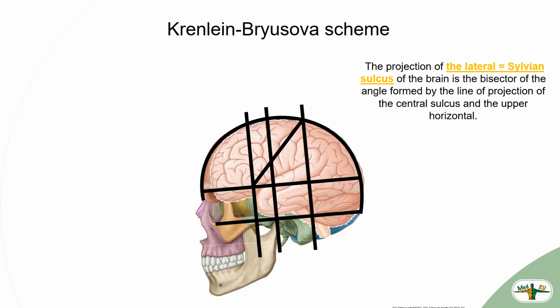The projection of the lateral, equals sylvian, sulcus of the brain is the bisector of the angle formed by the line of projection of the central sulcus and the upper horizontal. The lateral sulcus is projected between the anterior and posterior verticals.